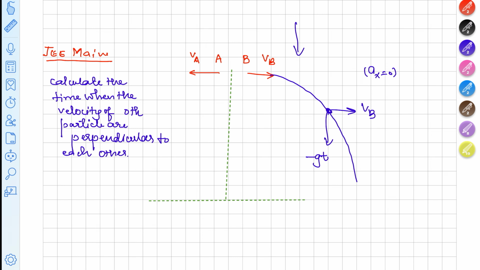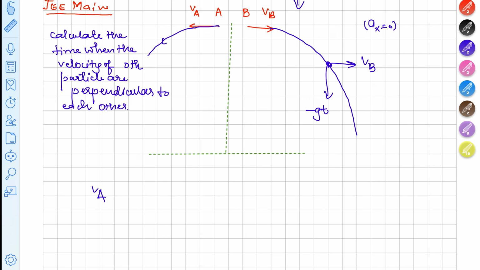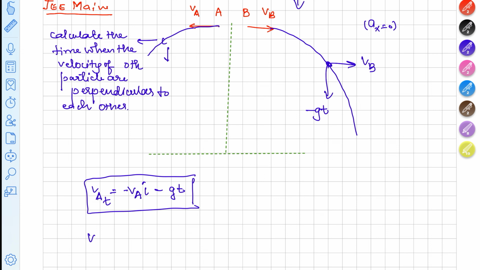Similarly, using analogy, particle A follows the same kind of path. The velocity of A after time t is equal to minus VA i cap minus gt j cap. The velocity of B after time t is equal to VB i cap minus gt j cap.